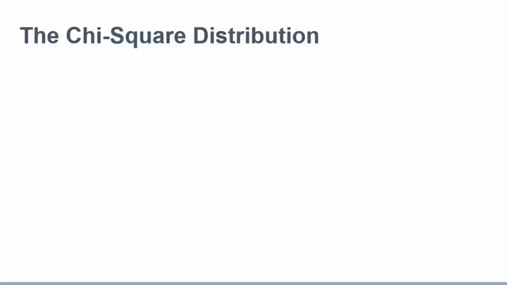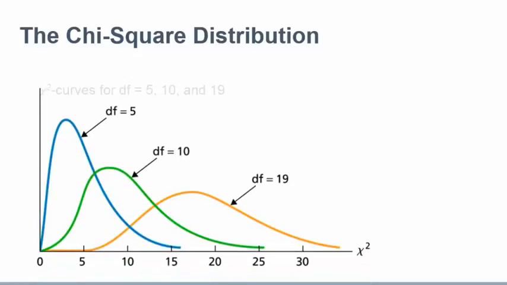The chi-squared distribution. The chi-squared distribution is skewed right. Like the t distribution, the larger the degrees of freedom, the closer the chi-squared distribution comes to the normal distribution.